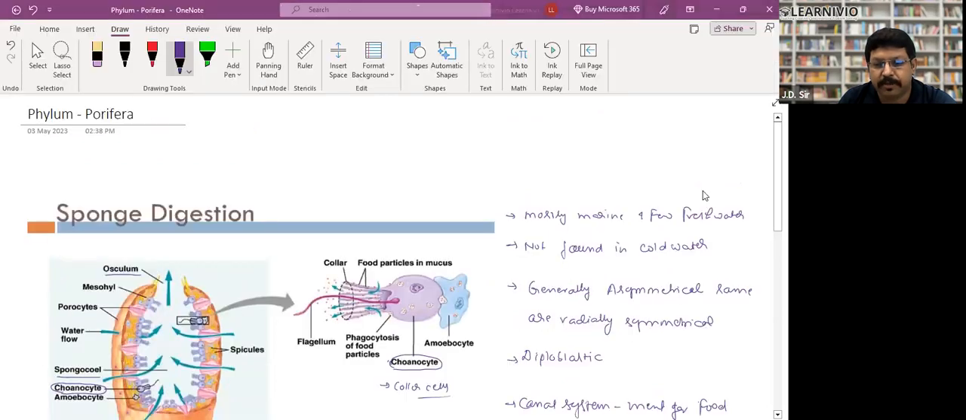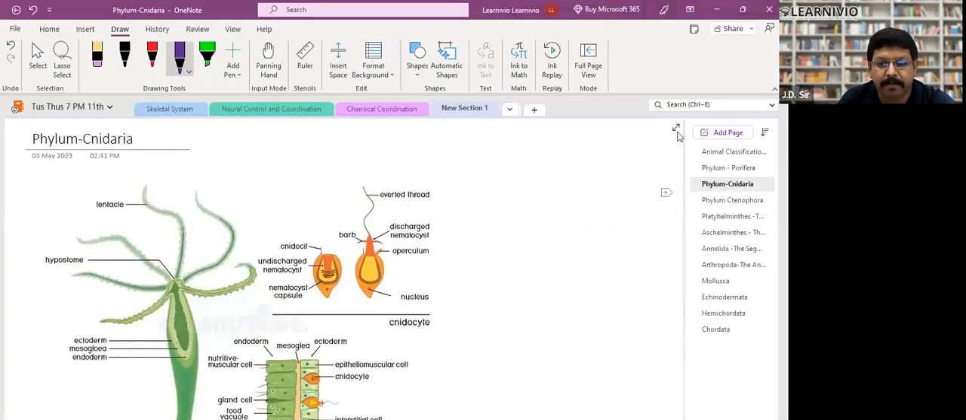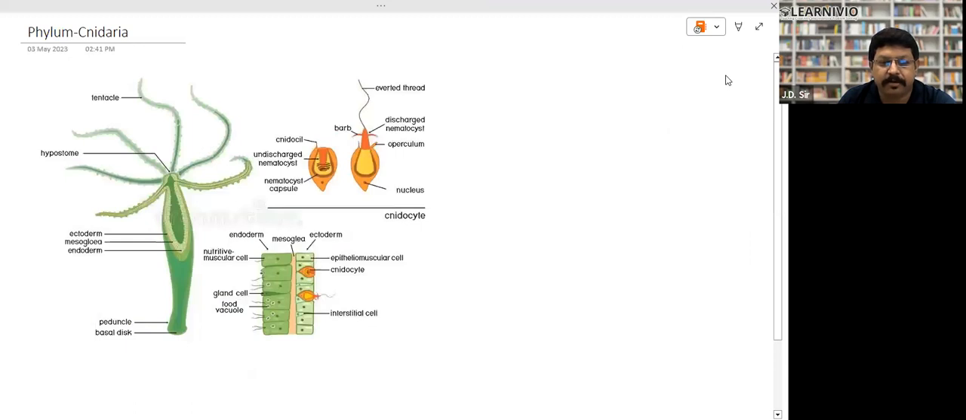Now the next phylum is phylum Cnidaria. This phylum is named after the cnidoblast cell. They have some cells called cnidoblast cells. Cnidoblast cells are basically stinging cells, right? With the help of cnidoblast cells, they sting some organism, and when they hit this organism with the cnidoblast cell, that organism faints and they eat it. That's how they hunt, right?